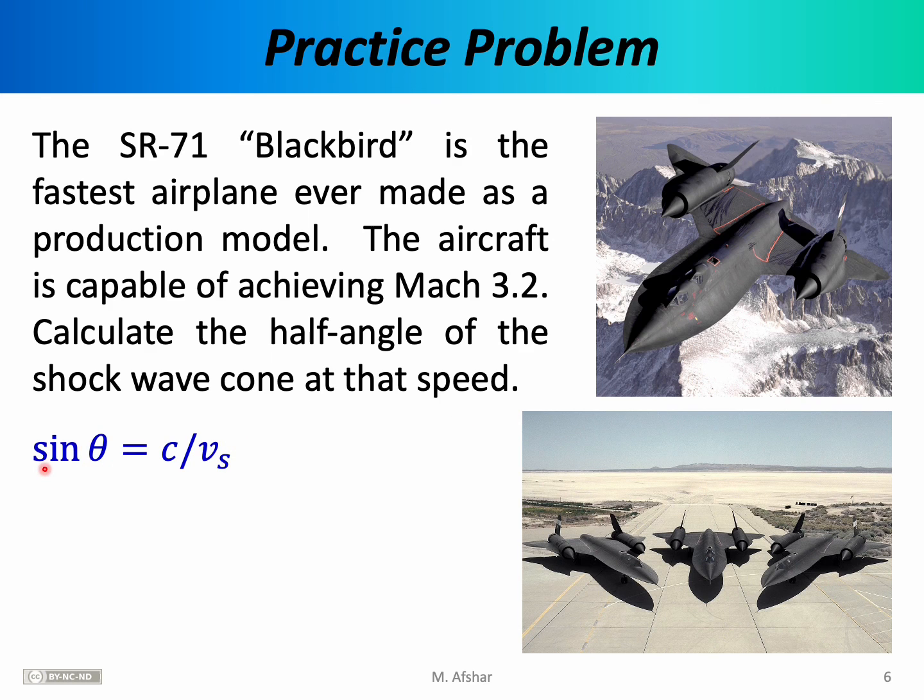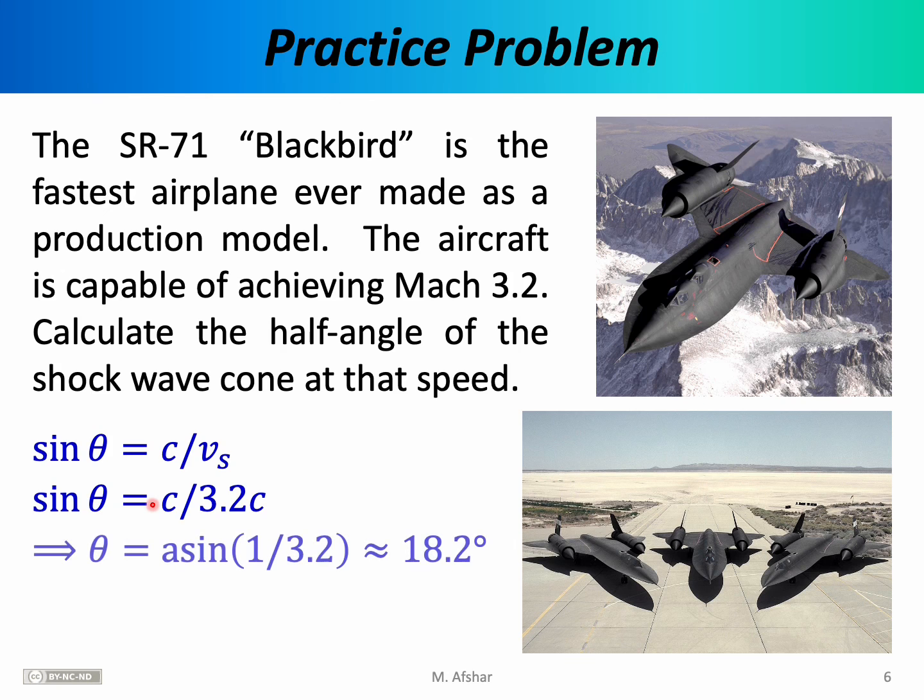Well, recall that the sine of the half angle is equal to the speed of sound divided by the speed of the source. In this case, the speed of the source is 3.2 times c. That's what Mach 3.2 means. Crossing out the two c's, we find that sine of theta is equal to 1 over 3.2. We can take the arcsine of both sides, and we find that the half angle is equal to 18.2 degrees.